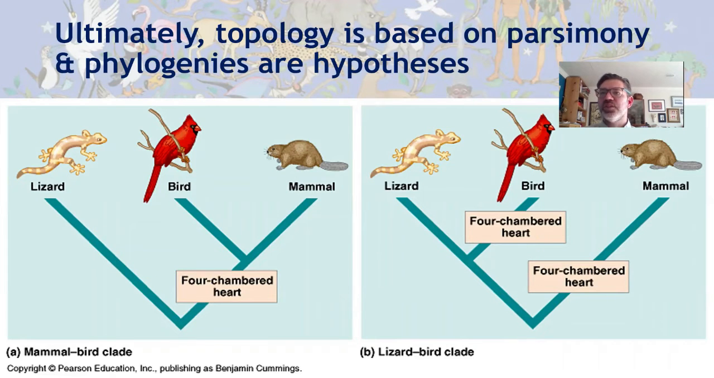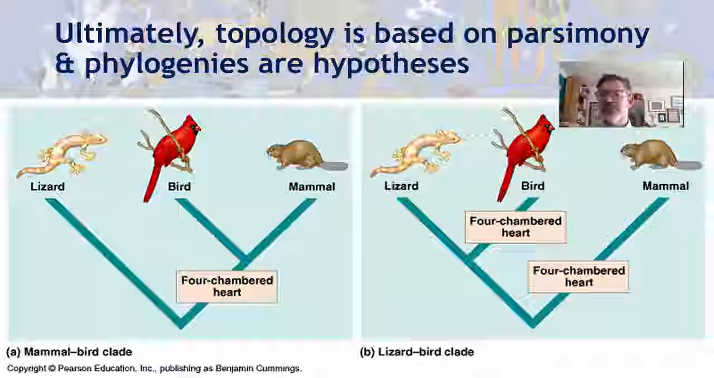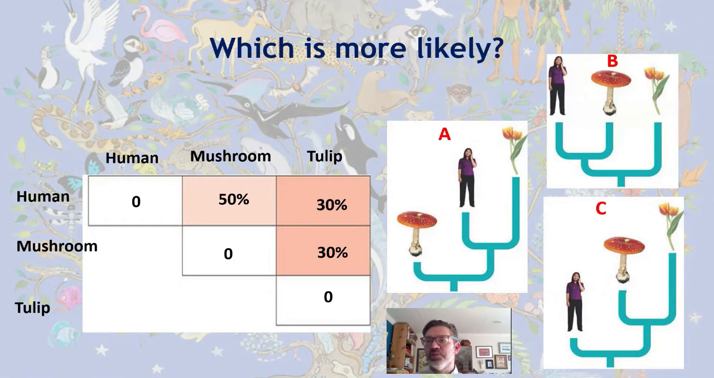The simplest explanation is always the most reasonable. We call this concept parsimony. So birds must be more closely related to mammals based on this one trait. But we would rather use hundreds of traits for comparison. DNA is great for this. For example, let's take a look at this matrix of genetic similarity of humans, fungi, and animals. Based on this data, what is the most parsimonious phylogeny?